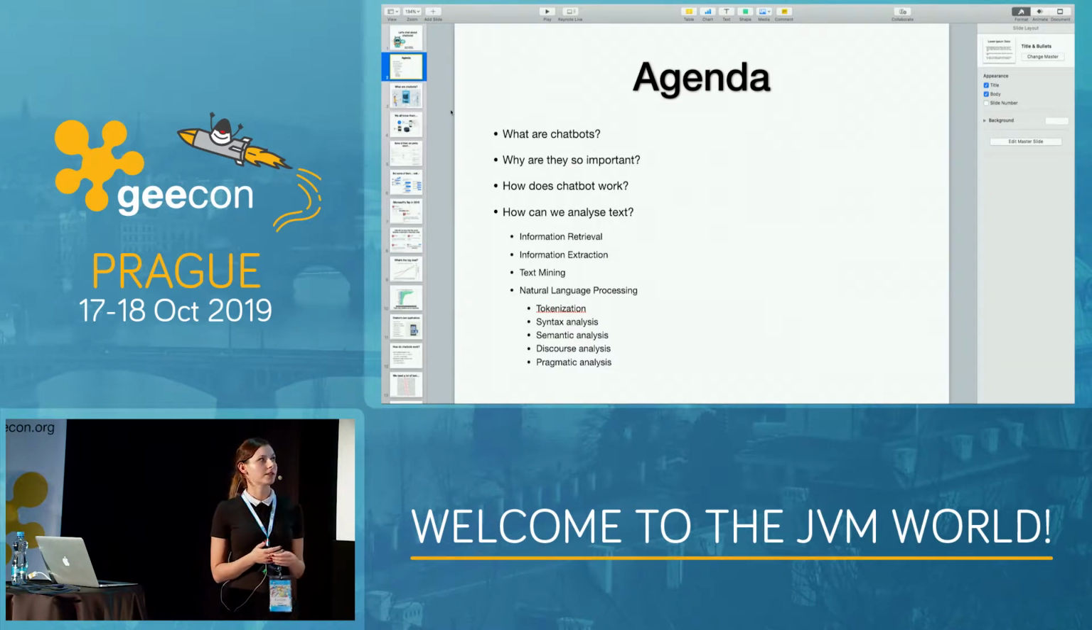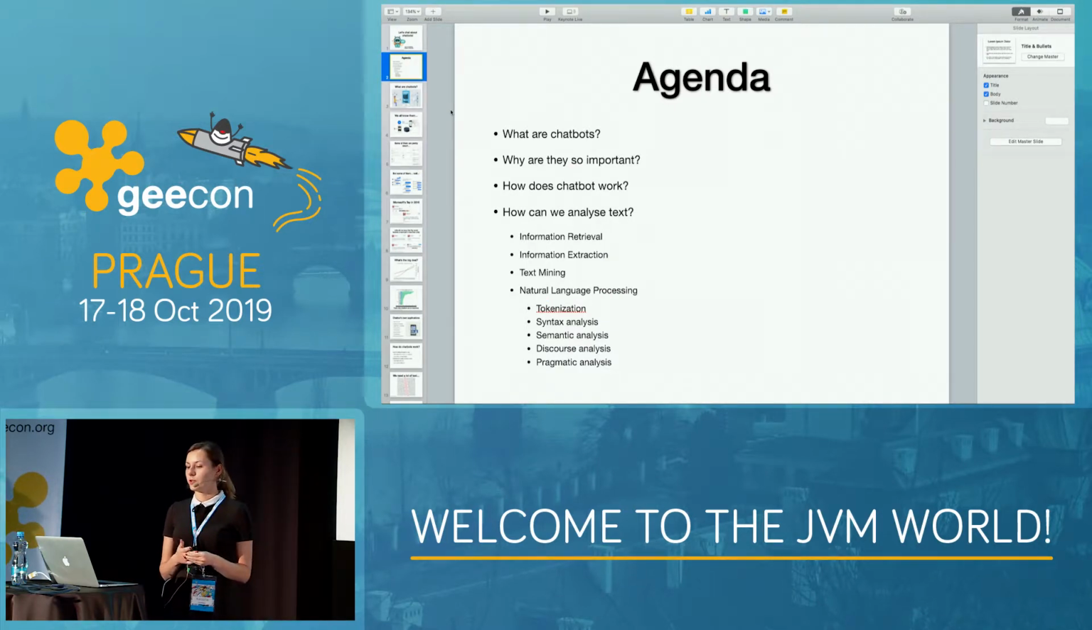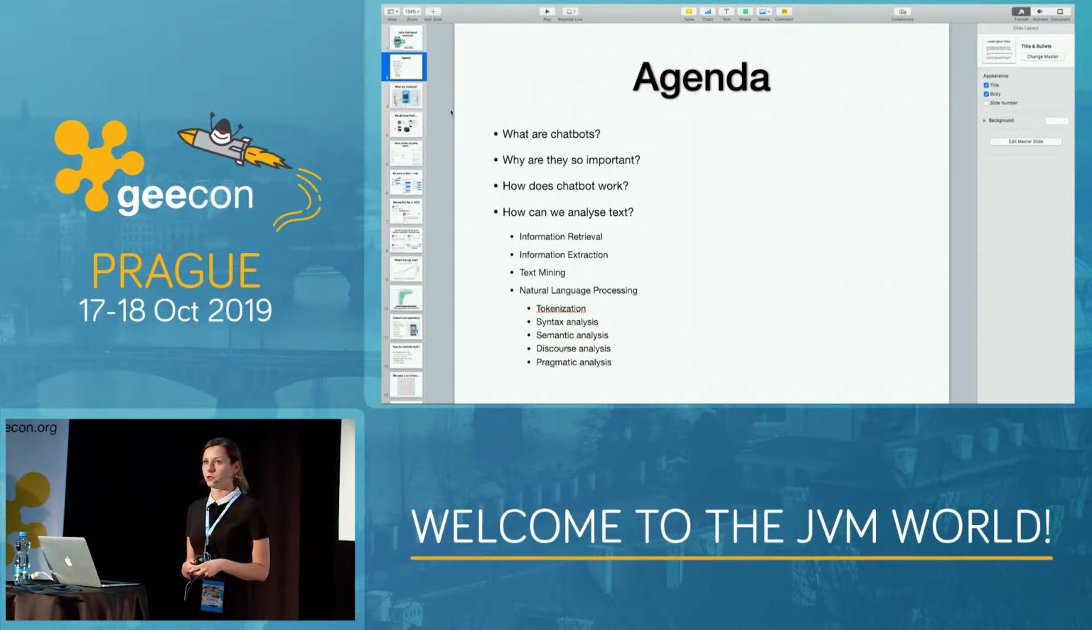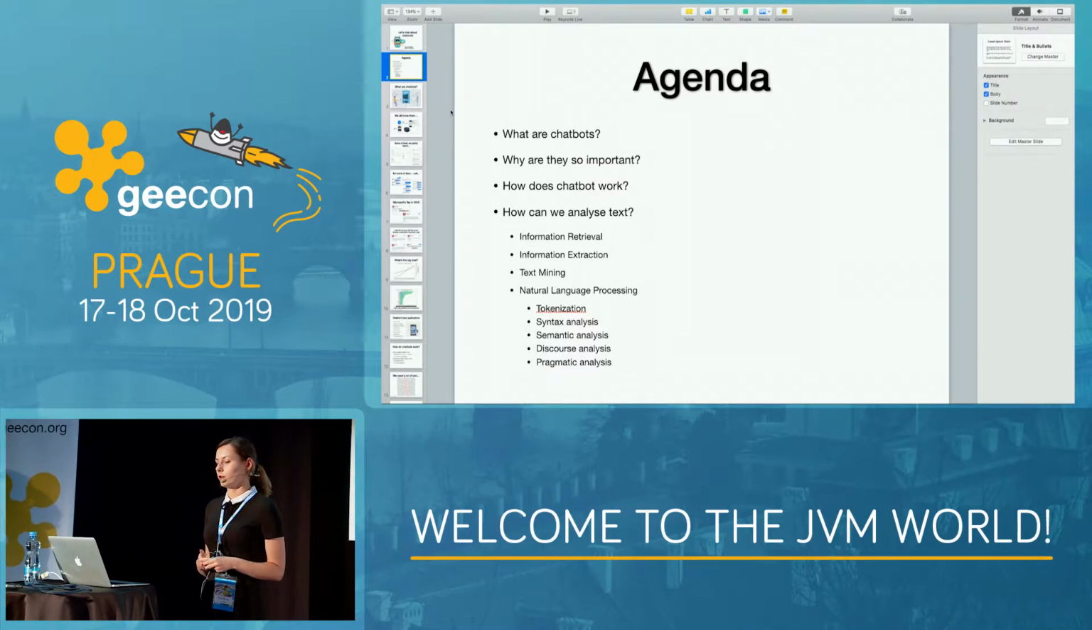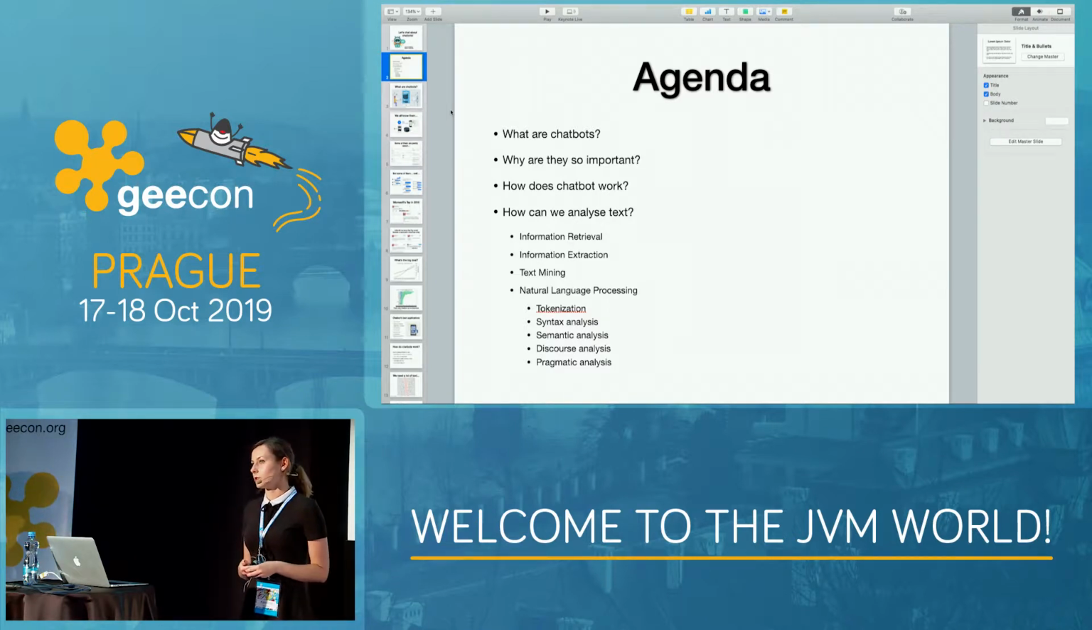Okay, what's the agenda for today? Today we're gonna first talk about what a chatbot actually is. Then why chatbots are so important nowadays. Then how does a chatbot actually work? And then we're gonna be a little bit more specific. How can we analyze text? We're gonna take a deep look into information retrieval, information extraction, text mining, and of course NLP, natural language processing, which is the main core of the whole artificial intelligence in text.